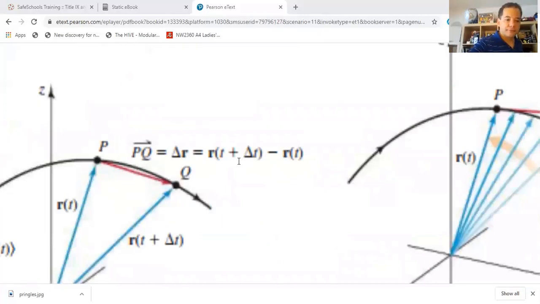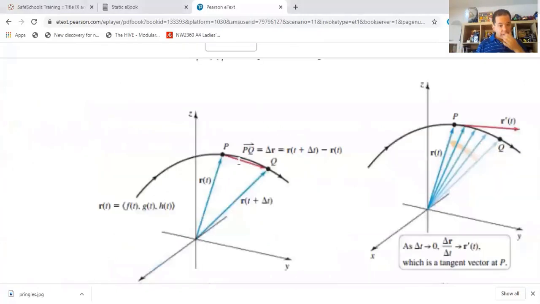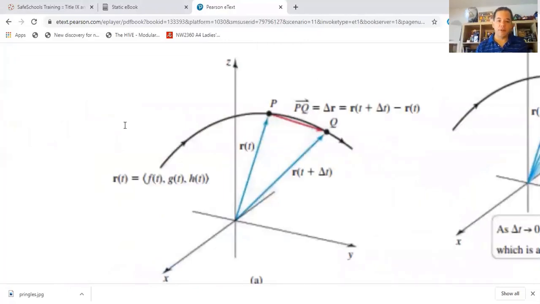So you have a vector, let me look at this one first. So you have the vector r of t, this one over here that I'm going to draw. And then you're considering the vector r of t plus delta t. So a little bit of time passes. Where is the vector now?